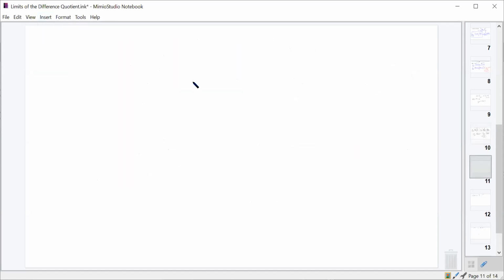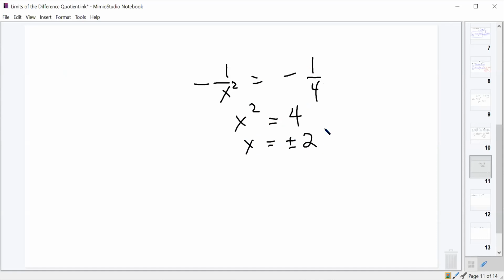So we want to know, when does that equal negative 1/4? So cross multiply, cancel out the negatives, and you get x squared equals 4, or x is positive or negative 2. So that's the answer to the question that was asked of us. When does this function have a slope of negative 1/4? If we wanted to check our work, we could graph the line that goes through x equals 2 and x equals negative 2 and see if they are tangents.